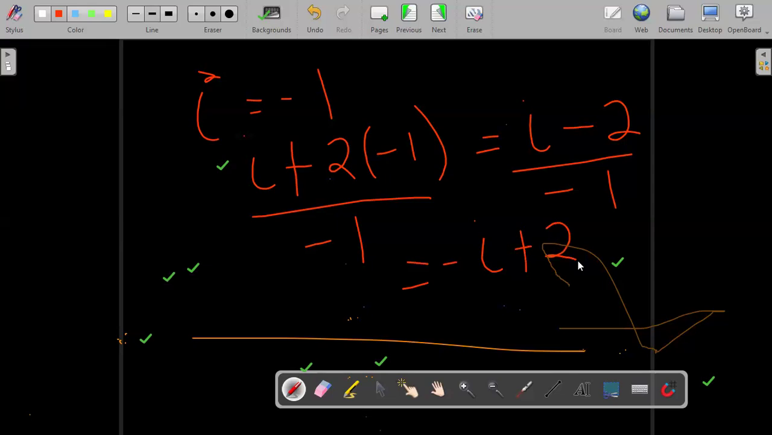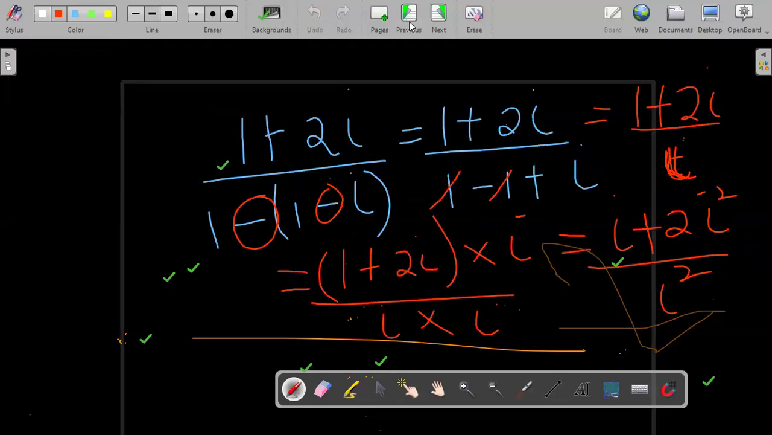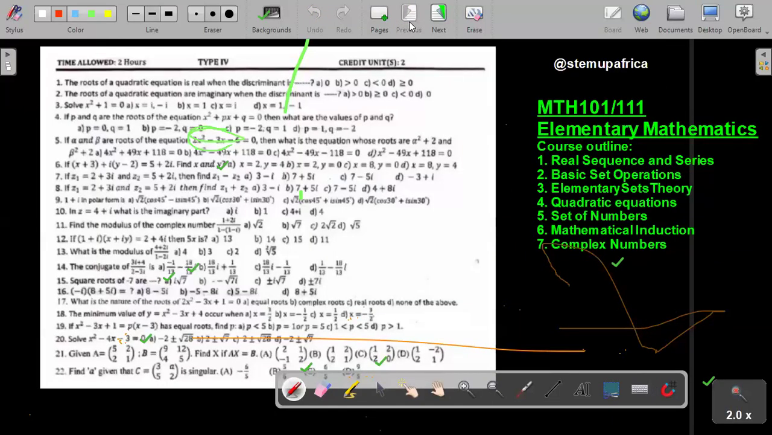So now that it's more simplified, I can look for the modulus. The modulus is the absolute value of this expression. This will give us the square root of minus 1 squared plus 2 squared, which is the square root of 1 plus 4. That will give us the square root of 5. That is the modulus of the expression. Let's go back and see which option is correct. Yes, you can see there is option D. The answer is square root of 5.